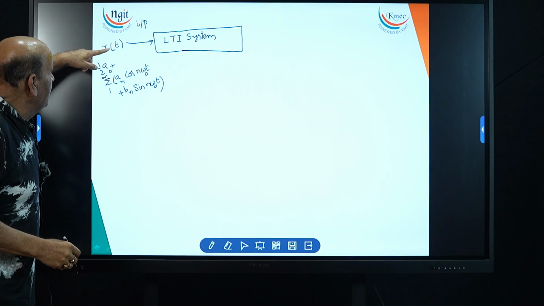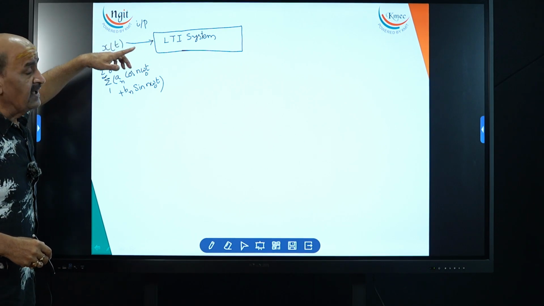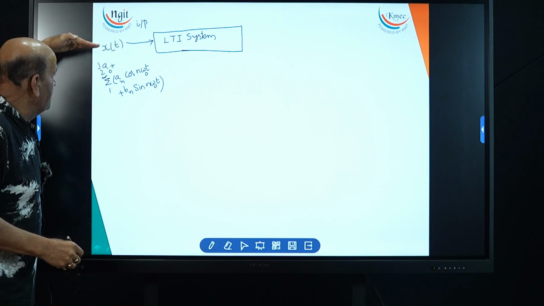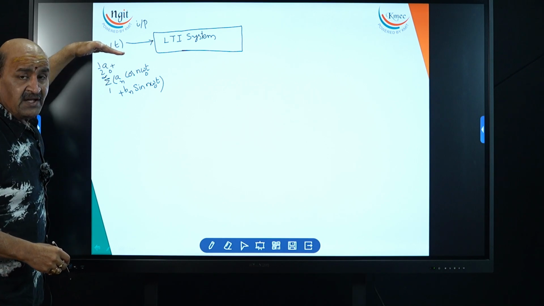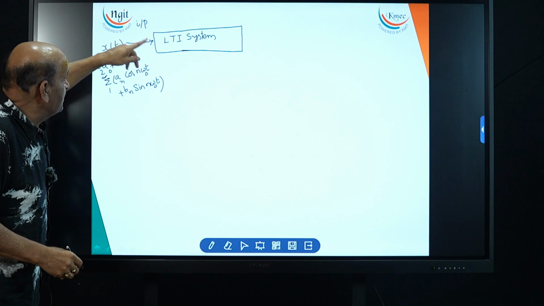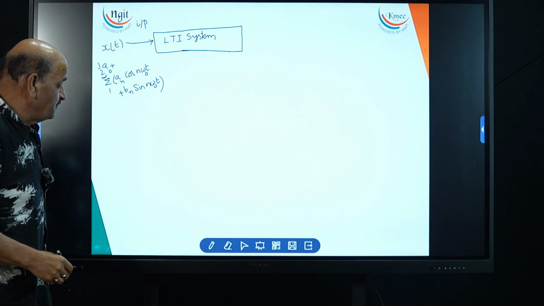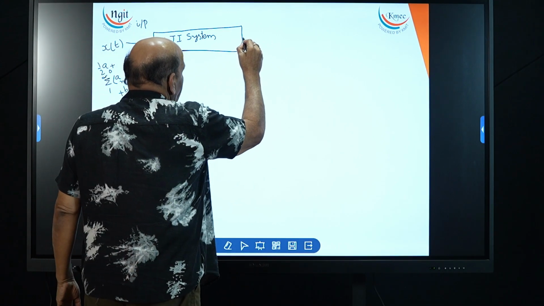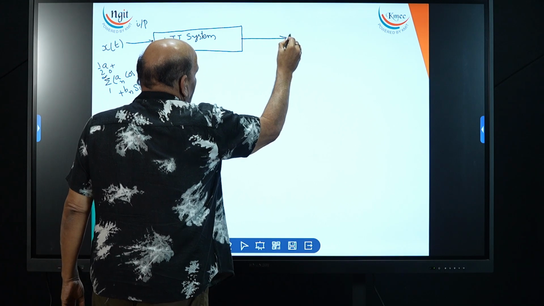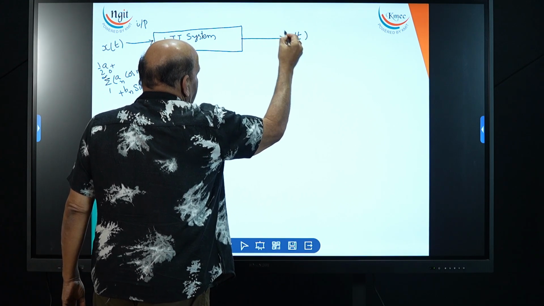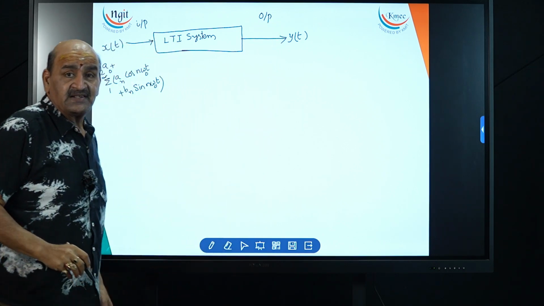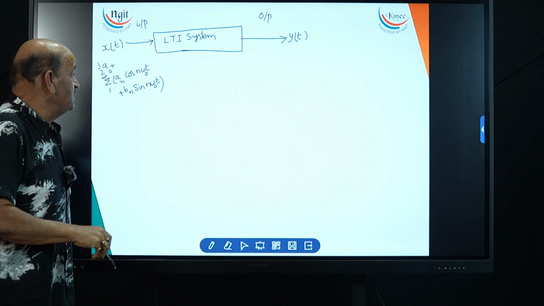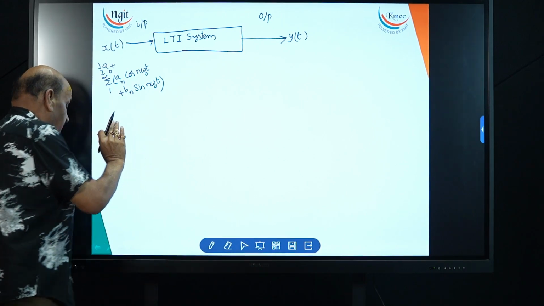We are not sending the signal directly. The signal is represented by a Fourier series, and now a Fourier series is being sent through a system. This is the input. Now what are we going to get? We get an output, that is y of t. What kind of output we get is important.